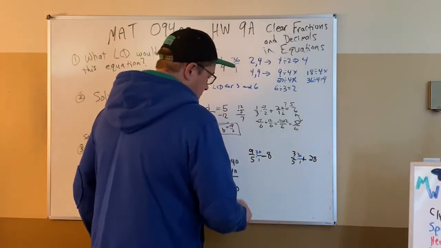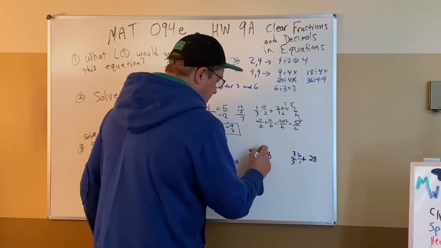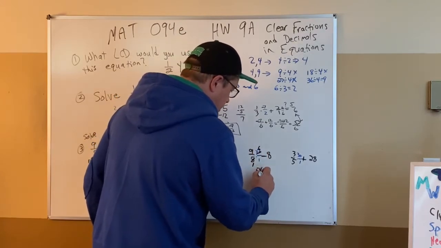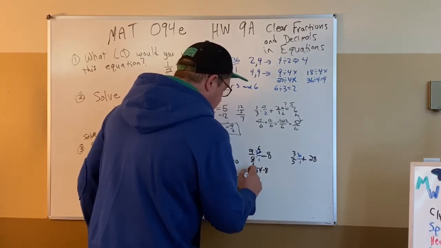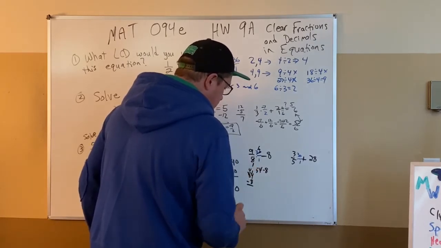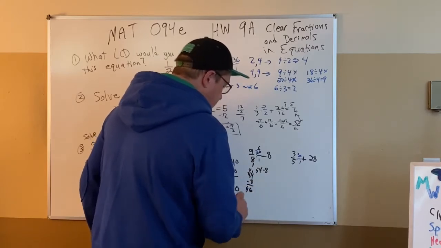Okay. So 9 doesn't reduce with 5, but 30 and 5 do. Divide by 5 for 1, divide by 5 for 6. 9 times 6 is 54, so you set that up for 54 minus 8. That's going to get you 40 and 14. 14 minus 8 is 6, or 2 more each will get you 6, and 46.